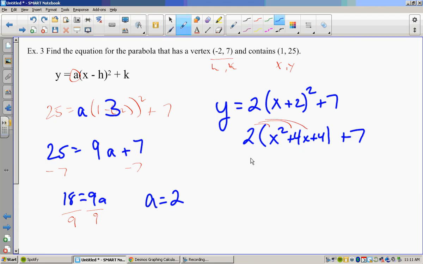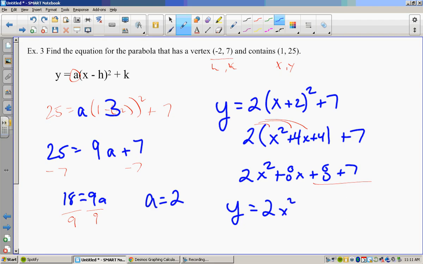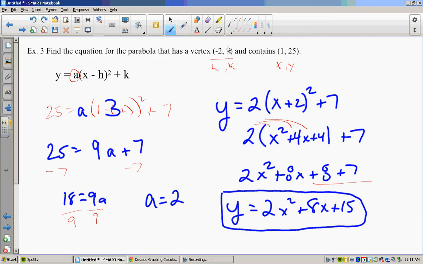Distribute that 2 in, so we have 2x squared plus 8x plus 8 plus 7. And so your final guy in standard form, combine your like terms right there, you get 2x squared plus 8x plus 15. And that is the standard form quadratic for what we just described. It has this guy as a vertex, and it goes through that ordered pair. And that's what we have going from there.